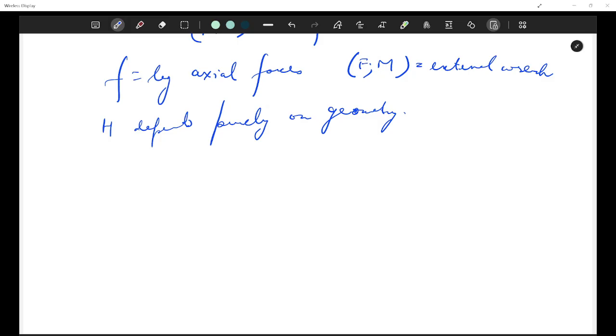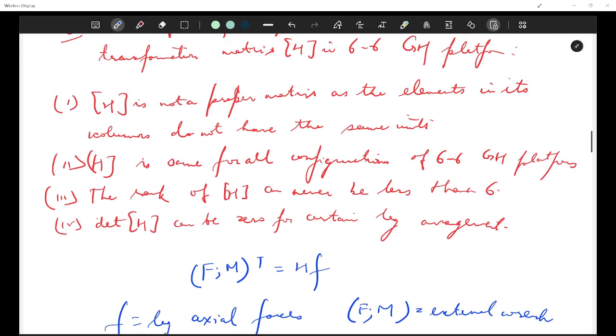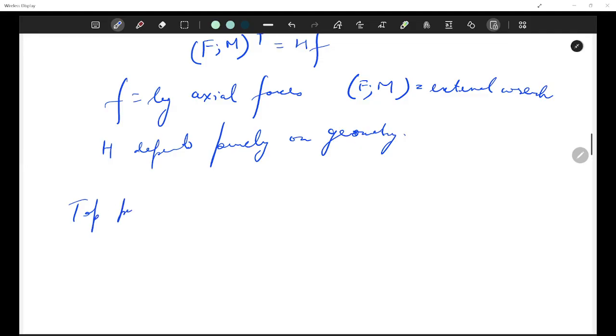Okay, so statement 1 is: H is not a proper matrix as the elements in its column do not have the same units. If you look carefully, each column of H contains a top part which is unit vector components and they are dimensionless.